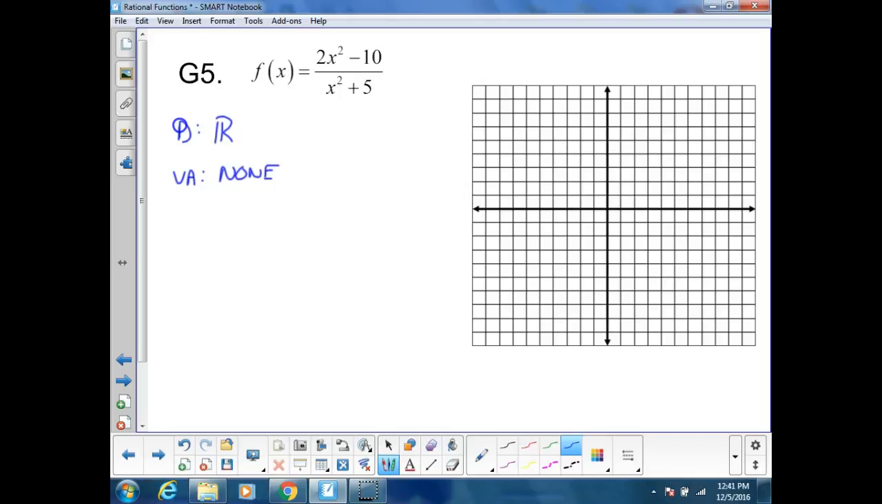Okay. Degree of the top, 2. Degree of the bottom, 2. So that's the same case. So my horizontal asymptote is what? y equals 2.